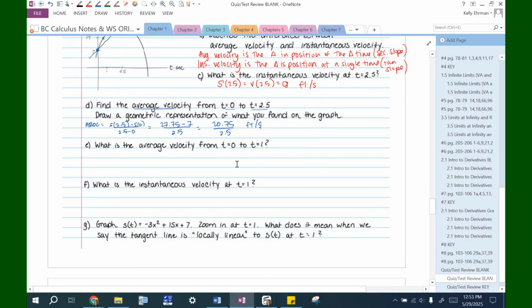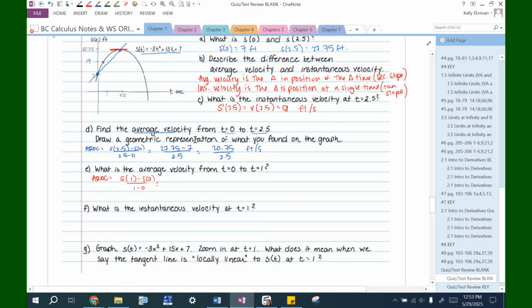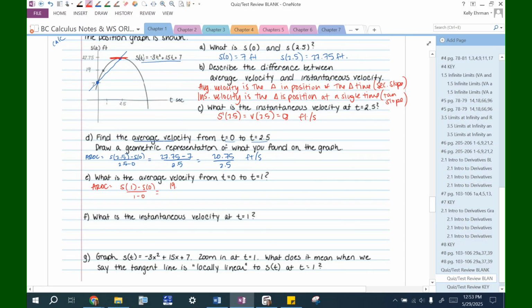What is your average velocity from 0 to 1? So that should be, again, average velocity is average rate of change. S of 1 minus S of 0 over 1 minus 0. Looks like S of 1 is 19, so 19 minus 7 over 1. That is 12 feet per second. What's the instantaneous velocity at 1?